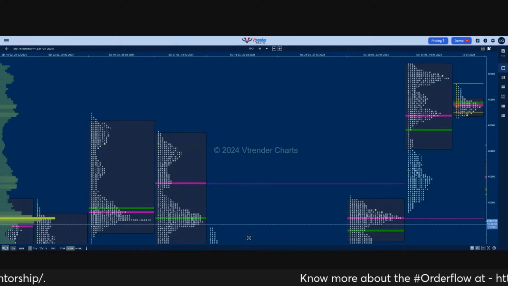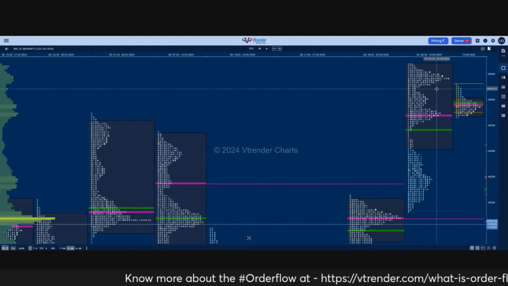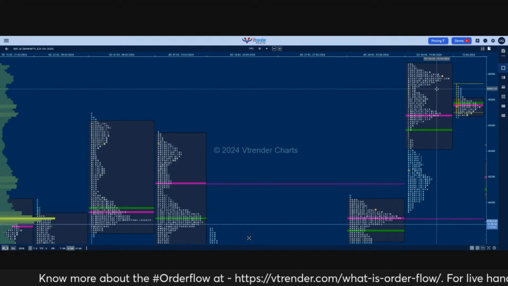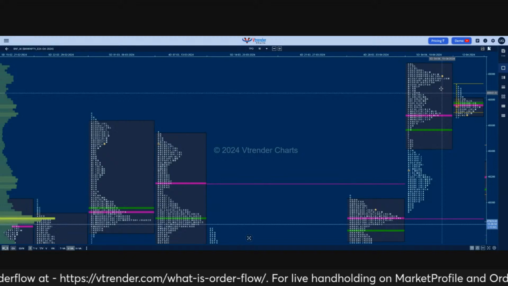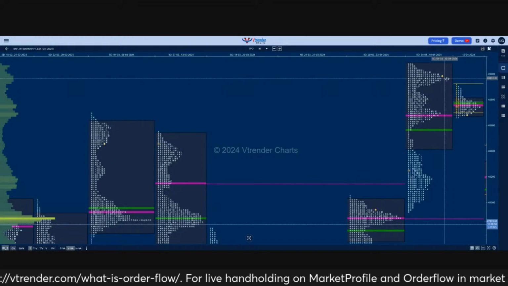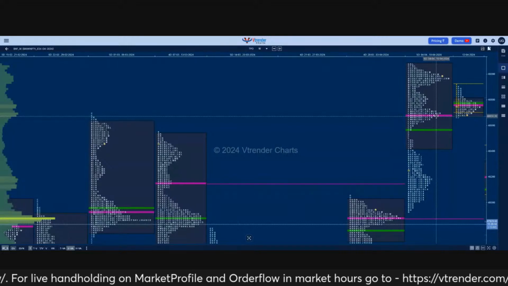So last week was entirely about the value. So we were bullish last week and we were making higher highs on all days. But this week we opened at this POC. So it is a B-shaped profile. So it is telling us a long liquidation is happening. So it is not at all bullish.